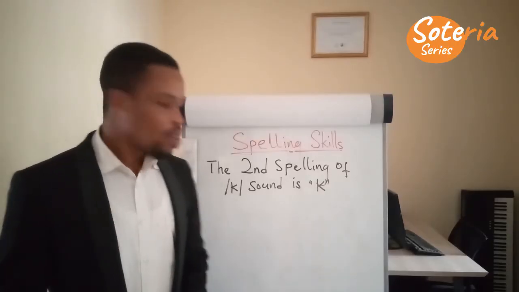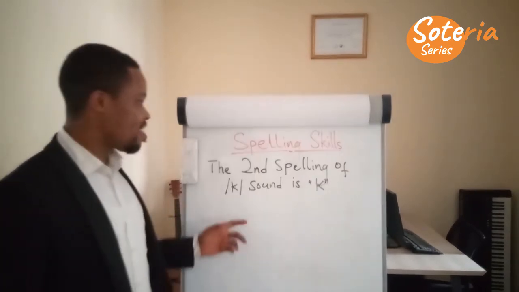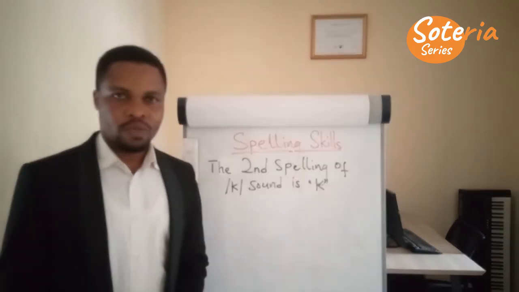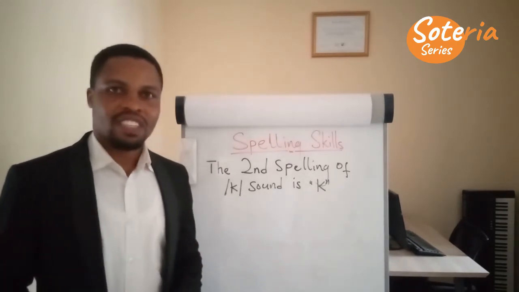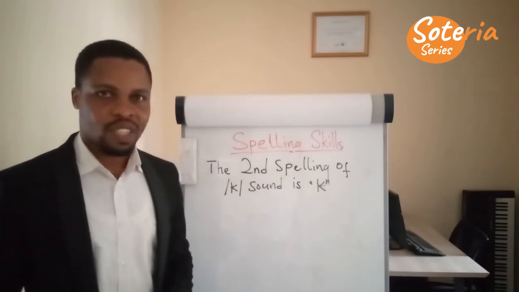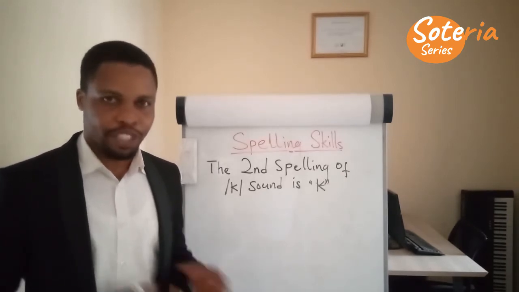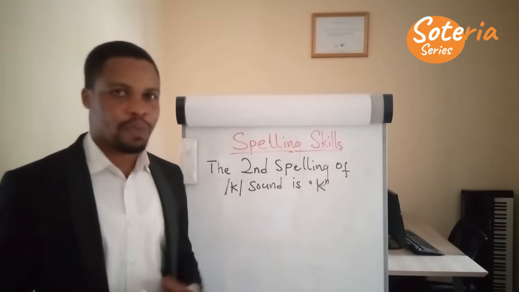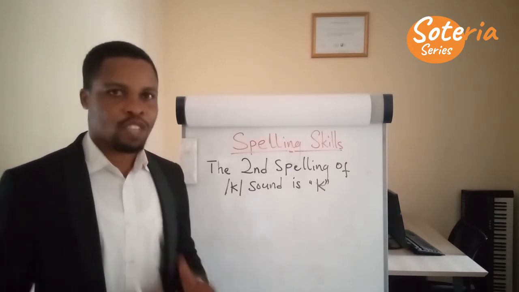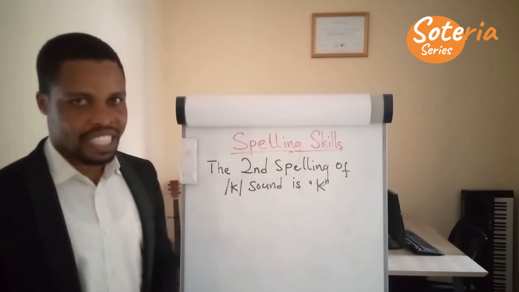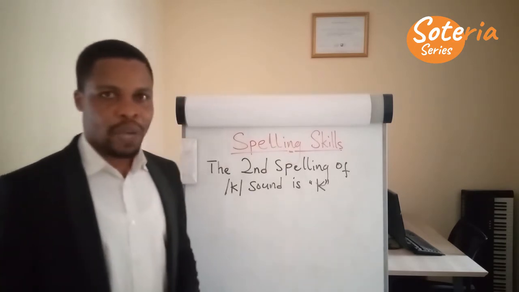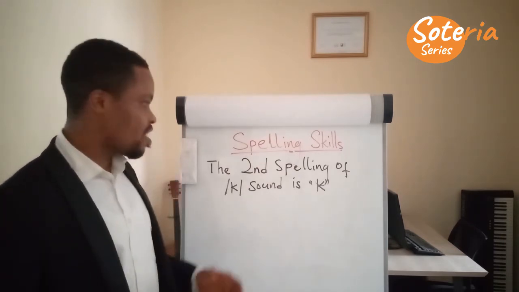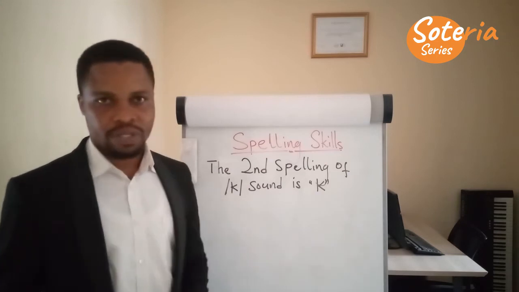So today, in this lesson, we are looking at the second spelling of the K sound. If in case you missed the first episode of this lesson, then you have to go back for that video and watch. That is where we began. We said the sound has 5 different spellings, and we began with the first one, which is the letter C, spelling the sound. So we learned all the techniques in spelling the C to represent the sound. So today, the second spelling of the sound is K itself.